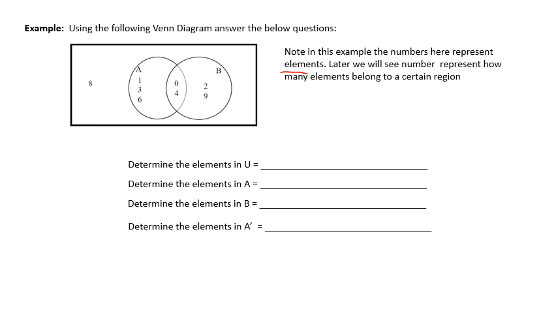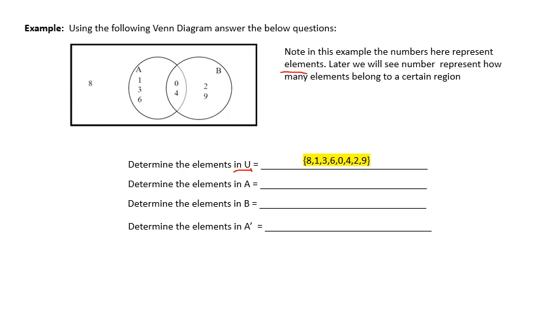In section 2.3, we're going to look at a slightly different Venn diagram where we're actually counting how many elements belong in different places. So let's get started here. Determine the elements in the universal set. The universal set consists of all the elements. So every element you see here appears in the universal set: 8, 1, 3, 6, 0, 4, 2, and 9.